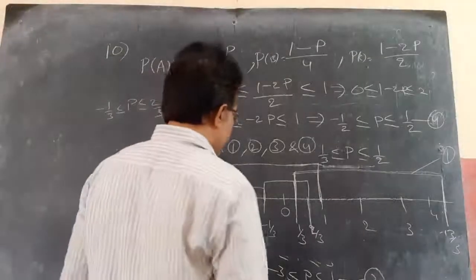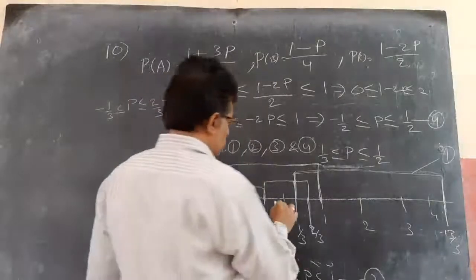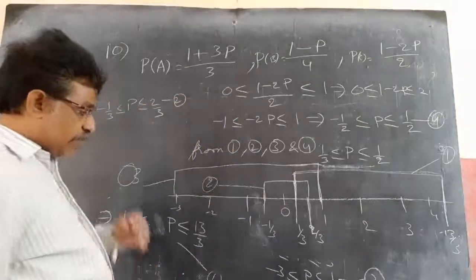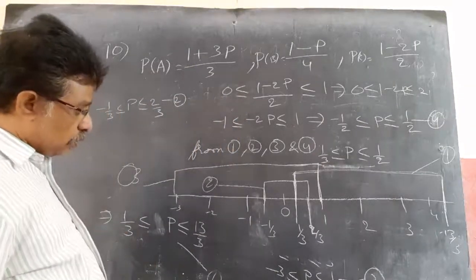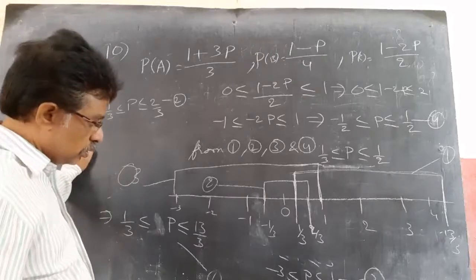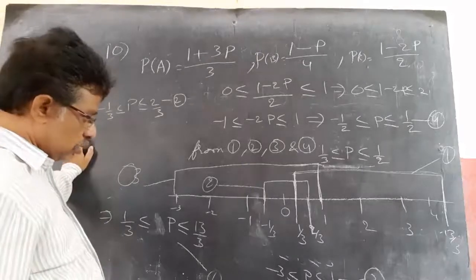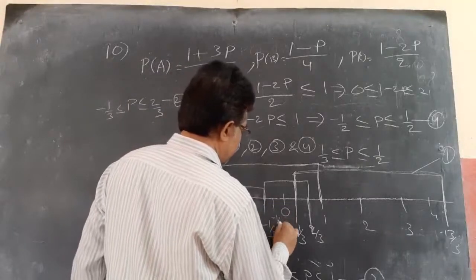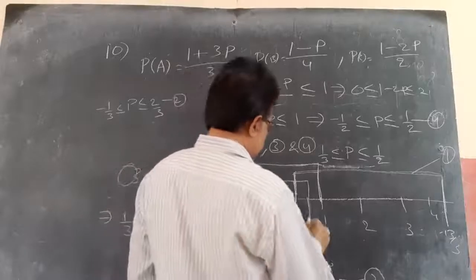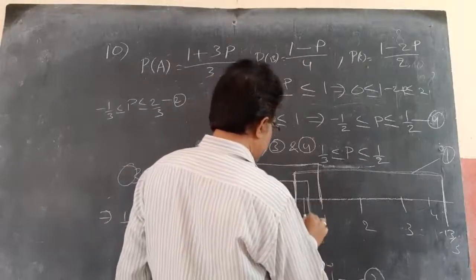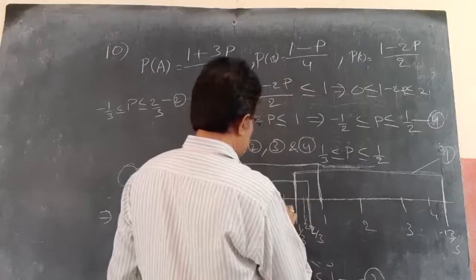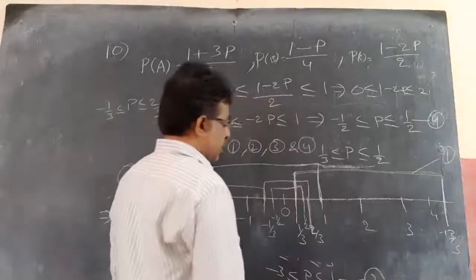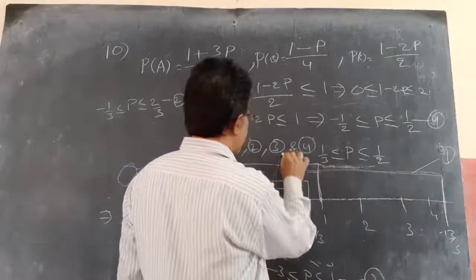Minus 1 by 2 to 1 by 2. Where is minus 1 by 2? Somewhere here, minus 1 by 2, and somewhere here, plus 1 by 2. So this is the fourth inequality.